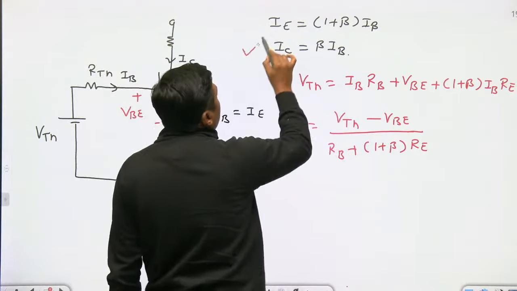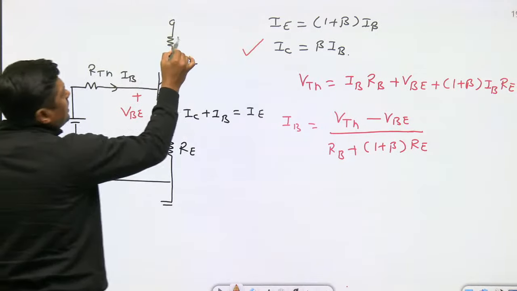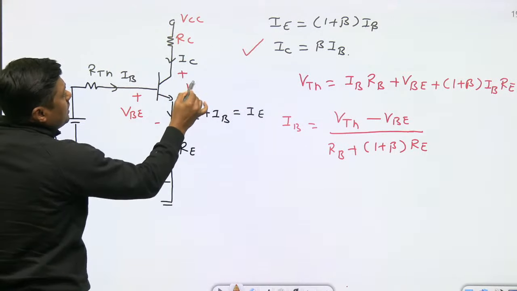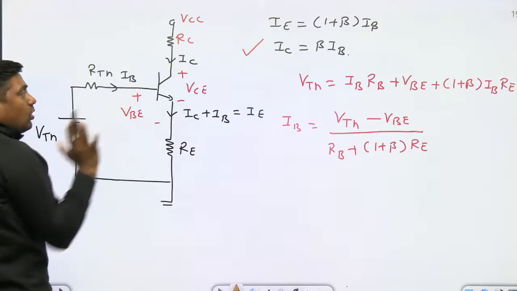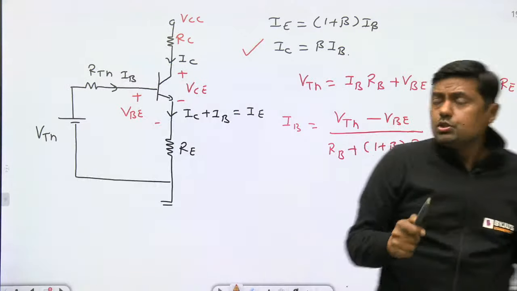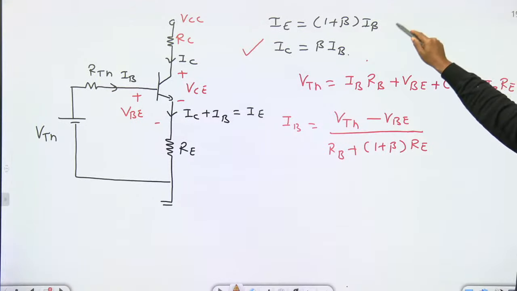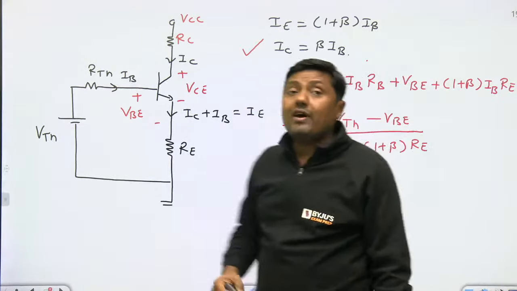Then directly you can find the value of IC. IC is equal to what? Beta IB. But remember, normally students make some silly mistakes. They find the value of VC by simply writing VCC minus IC into RC. That is the wrong approach. Once you get the value of IB from this, get the value of IC, get the value of IE.